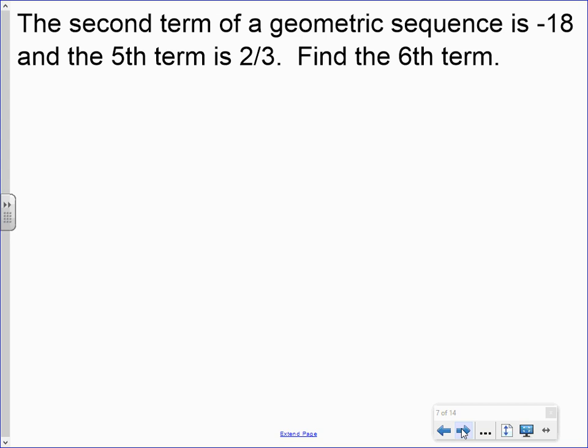Now, this is the way that I like to do it. Our second term is negative 18. How do we get to the third term? Multiply by r. How do we get to the fourth term? Multiply by r. How would we get to the fifth term? Multiply by r. So if we have the second term, we have to multiply by that common ratio 3 times to get to the fifth term.